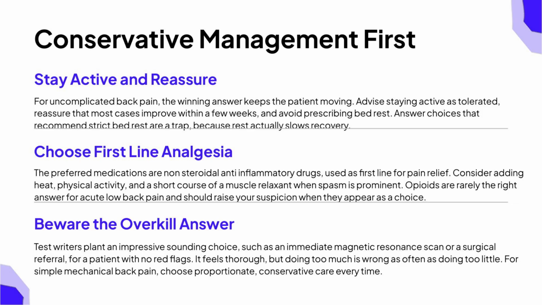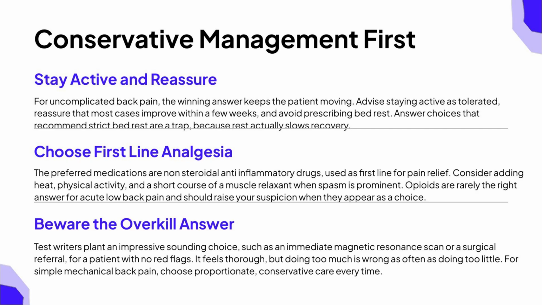Second, choose first-line analgesia. The preferred medications are non-steroidal anti-inflammatory drugs, and you can add heat, gentle activity, and a short course of a muscle relaxant when spasm is prominent. Opioids are rarely correct for acute back pain, so treat them as a warning sign when they appear. Third, beware the overkill answer. The test writers plant an impressive option, like an immediate scan or a surgical referral, for a patient with no red flags.